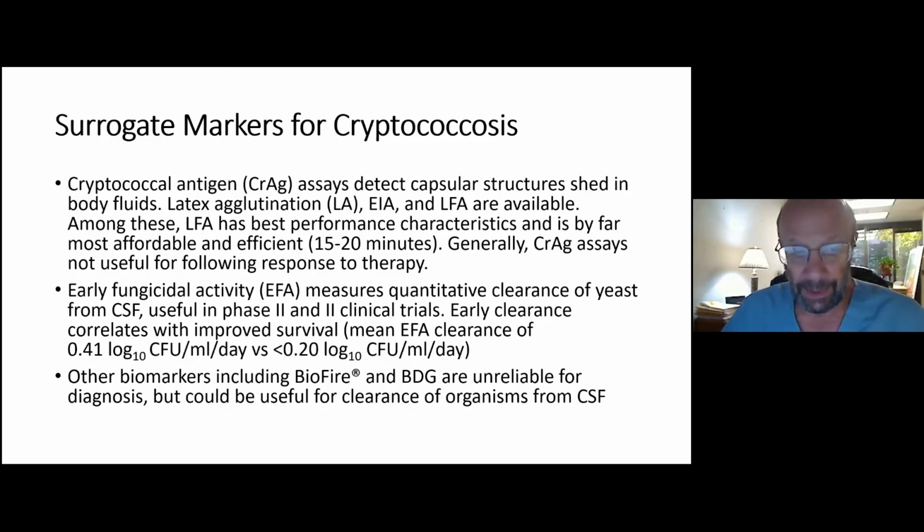Outside of that, what's useful in cryptococcosis is the EFA, early fungicidal activity. This is a measure of the quantitative clearance of yeast from the CSF, and it's useful for phase 2 and phase 3 clinical trials, and it correlates with improved survival. So a more rapid clearance correlates with survival. A slower clearance, survival is poor. Some of the newer technologies, including BioFire and the BDG, are not very reliable for diagnosis, and so we're not really using these very often.